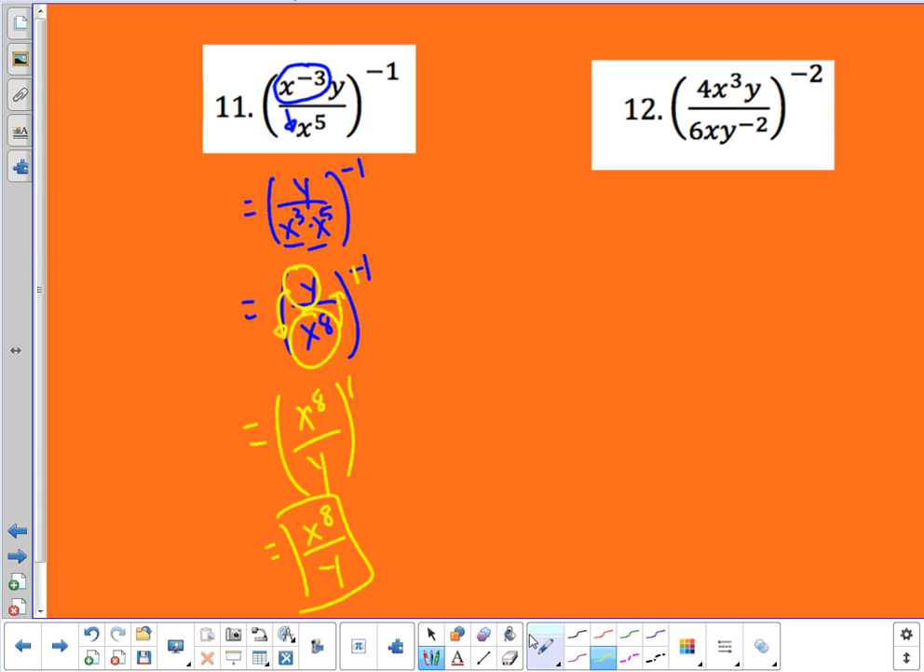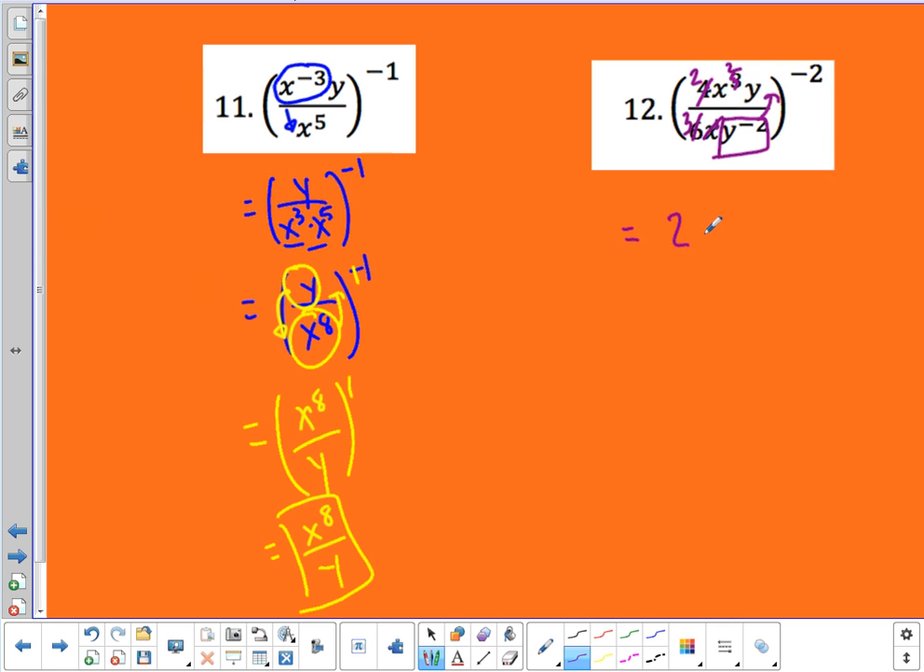Holy cow, last question. So number 12, I have a lot going on in number 12. Things to simplify, things to move, things to flip. Here we go. 4 over 6, that's a fraction outside, those are coefficients. 4/6 reduced is going to be 2/3. Then I have x to the 3rd on top, x on the bottom. 3 minus 1 is 2, so I'm left with x squared on the top. Then I have y to the negative 2 power, which moves up to the top.